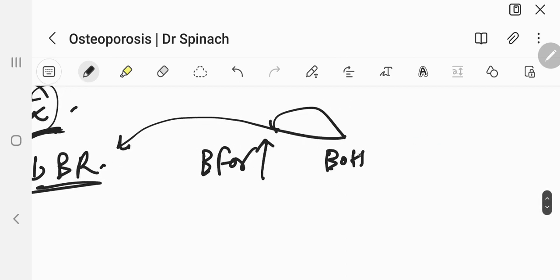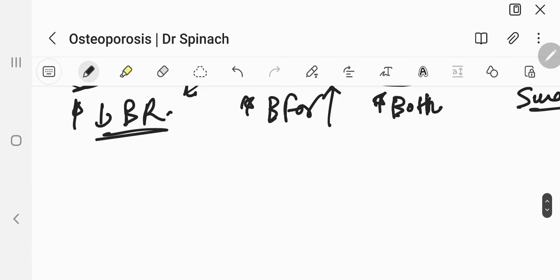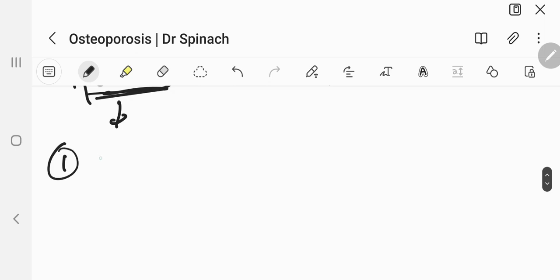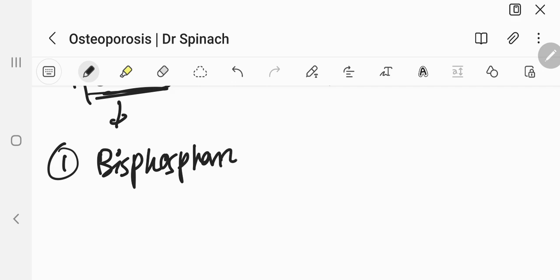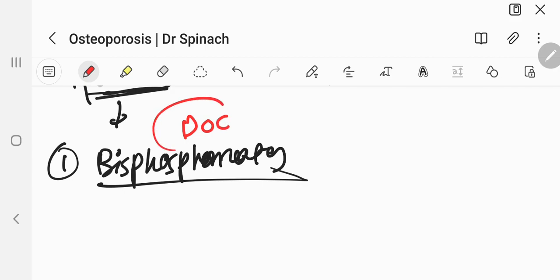Or in other cases where it's needed, we can also do surgeries. Okay, the most important ones are bone resorption, bone formation, and the drugs that do both. So let's briefly talk about all these drugs. Bone resorption is decreased by a drug called bisphosphonates, and bisphosphonates are the drug of choice in cases of osteoporosis. So remember, the drug of choice in case of osteoporosis is bisphosphonates.